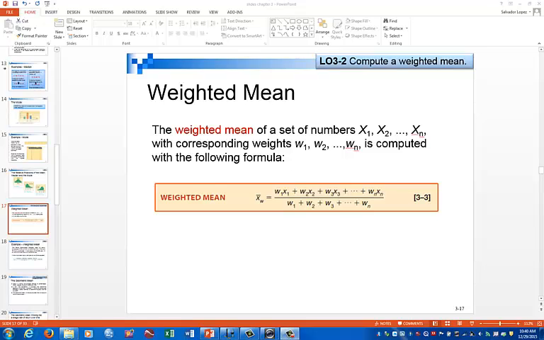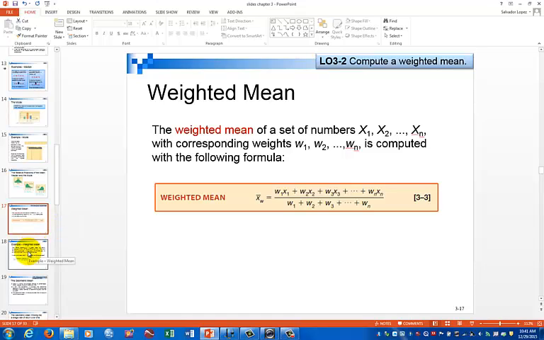In section 2 of chapter 3, the weighted mean is discussed. The weighted mean of a set of numbers x1, x2, etc., with corresponding weights w1, w2, until we reach the last number, is computed with the following formula. The weighted mean x bar sub w equals w1 times x1 plus w2 times x2, etc., divided by the summation of the weights w1 plus w2, etc.